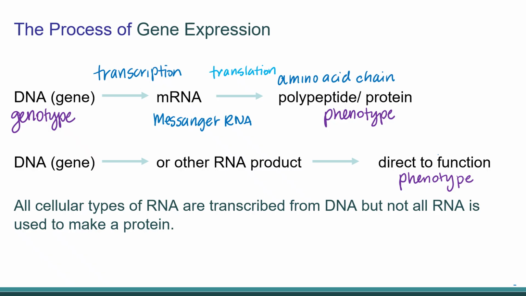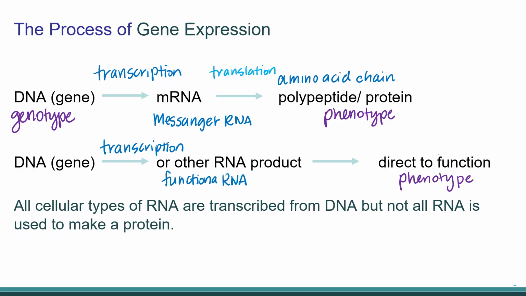Our other option is to undergo transcription, taking our DNA and converting it into a functional RNA product. So functional RNAs have a variety of purposes in the cell. They are different from messenger RNA in that they are not used to make a protein. So we are not going to get that polypeptide. Instead, this RNA product, this functional RNA, is going to have a job in the cell.